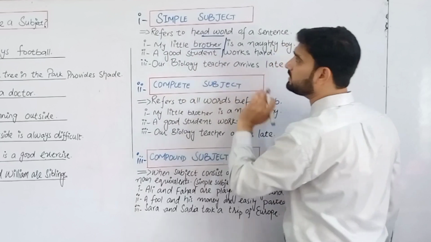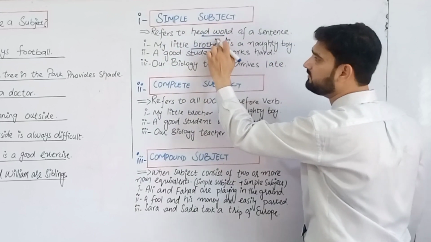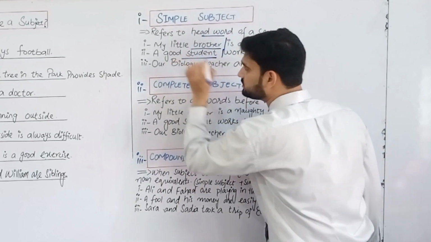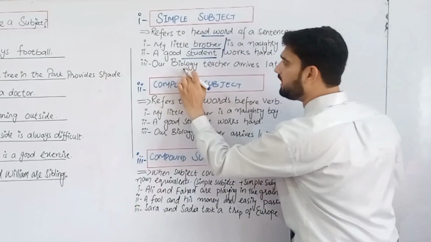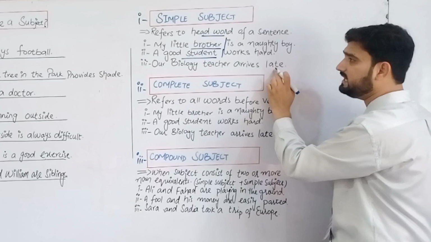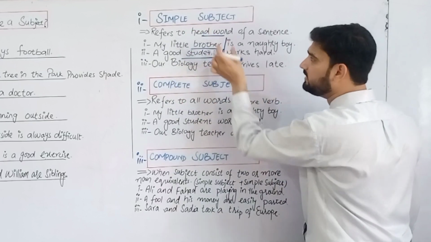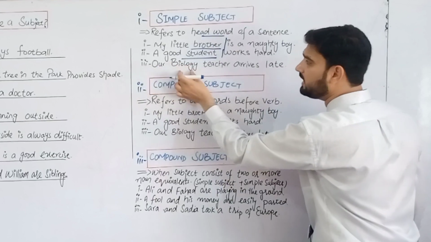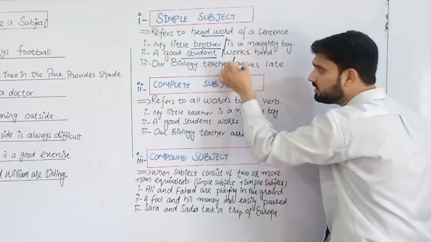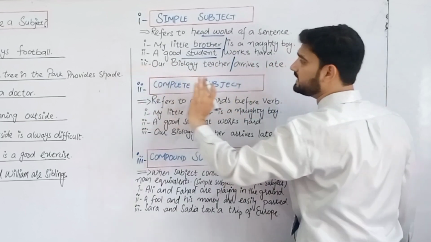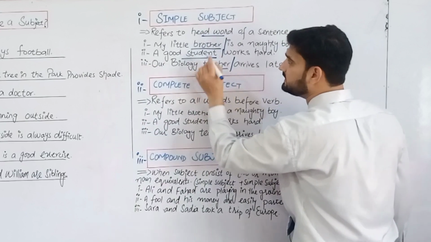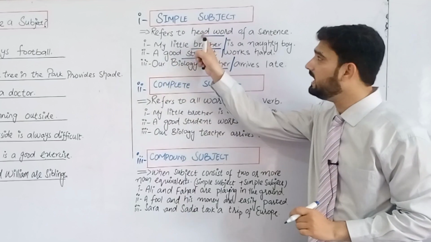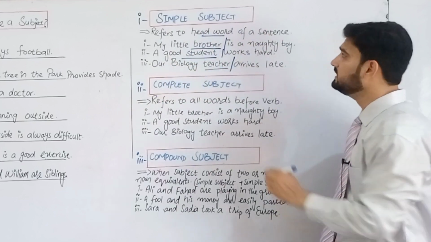A good student. What is the simple subject? What is the head word? That is student. The next one is: our biology teacher arrives late. What is the head word in this? What is the main word in this sentence? Our biology teacher arrives. Before a verb, this is a subject. So here teacher is the main head word. So simple subject refers to the head word of a subject.